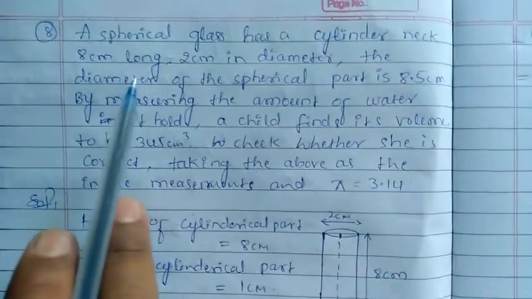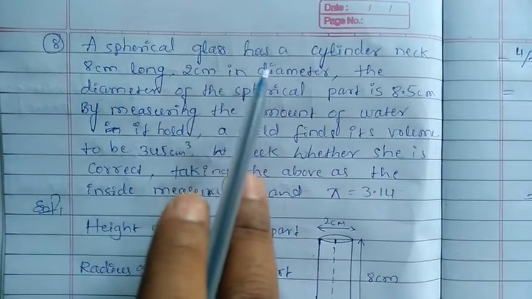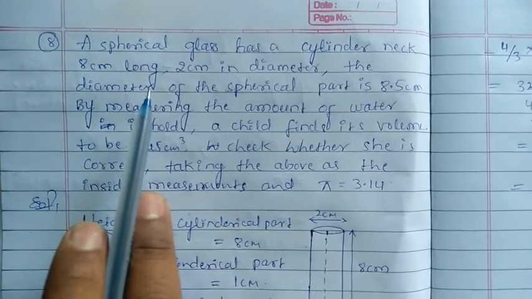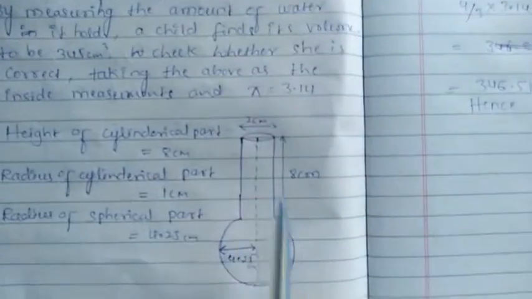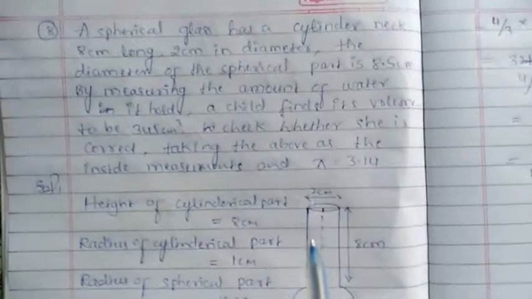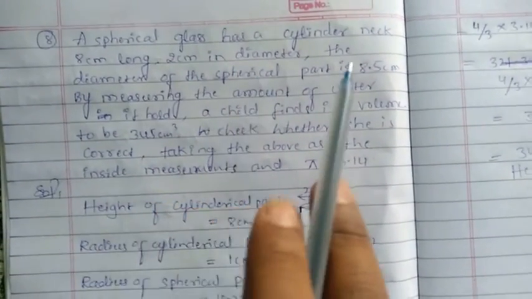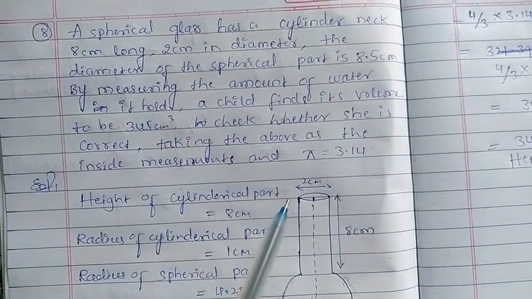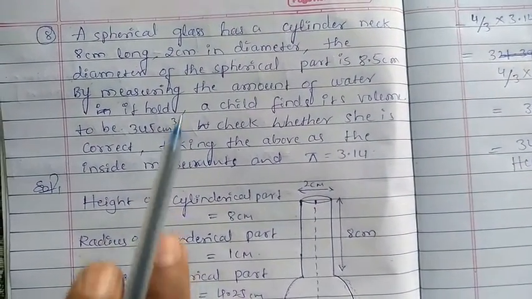See, last question of this exercise. A spherical glass has a cylinder neck 8 centimeter long. Correct? A spherical glass is there. See in the diagram. Diagram is not given, I drew it based on the question. Spherical glass has the cylinder neck 8 centimeter long.